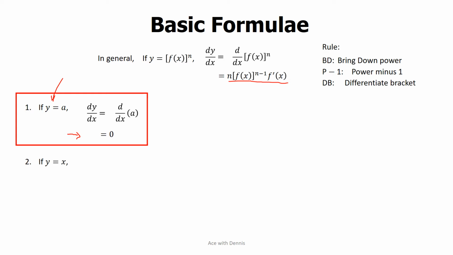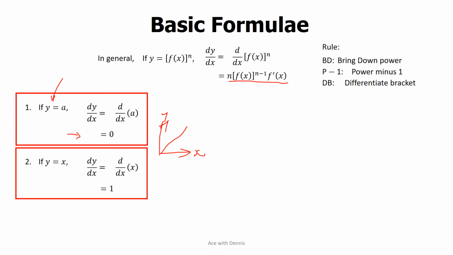Then second, if y equals x, then dy over dx equals, we can rewrite as d over dx of x, and the answer is equal to 1. There is an explanation as well. Remember, how does the graph look if y equals x? It is a linear line, so this is y and this is x, and it passes through the origin. It's a straight line. Remember y equals mx plus c, so the m is the gradient. For this case, the m is 1. So that's why dy over dx is 1. This is the second basic formula.